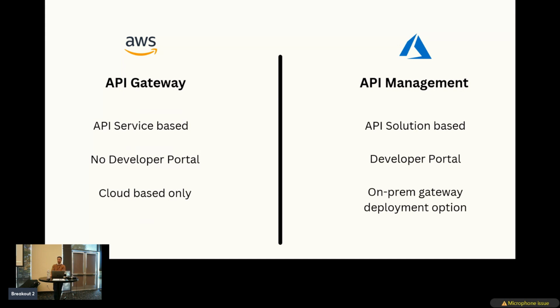With API gateway on Amazon, there is no developer portal. On Azure, you get the developer portal. On AWS, it's only cloud-based, so the gateway itself will be deployed in the cloud. In Azure, you can deploy it in the cloud, or you can deploy it on-prem, but that's with an extra cost.